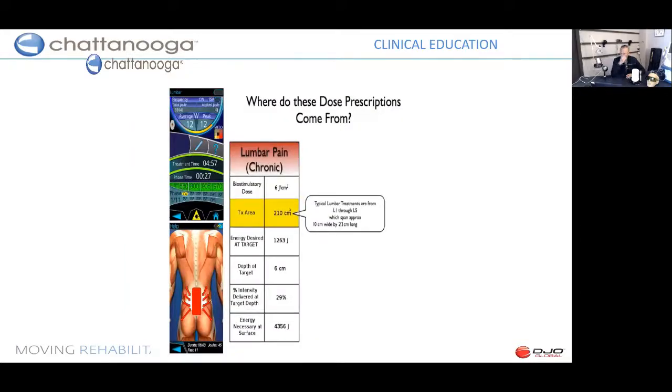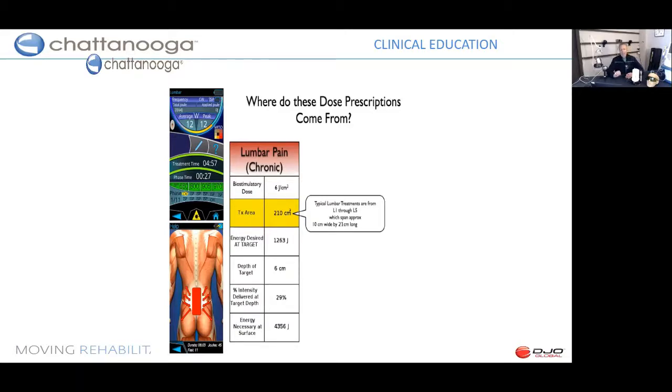So I use this example of the algorithm that we have in this guy here, the cube laser. In treating a lumbar spine condition, such as a disc pathology, we use the area of 210 square centimeters. Why? Because we're looking at the average area that has the greatest amount of influence per unit of time in facilitating reduction in pain, right?